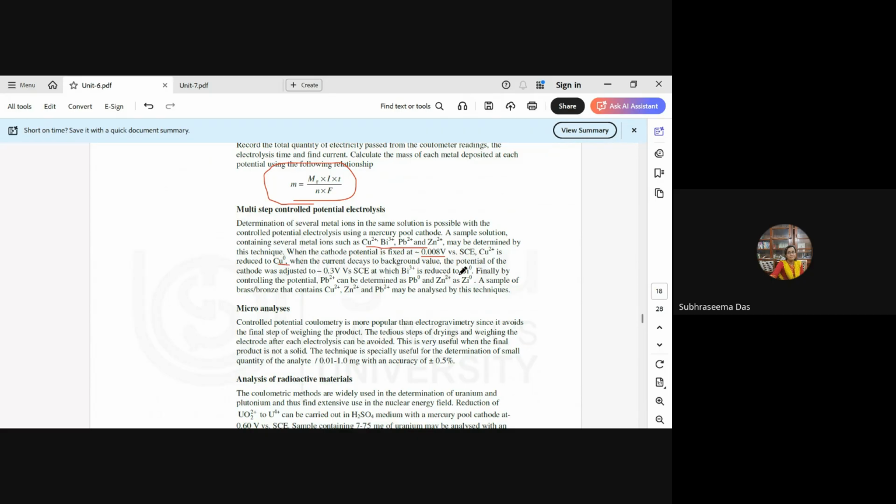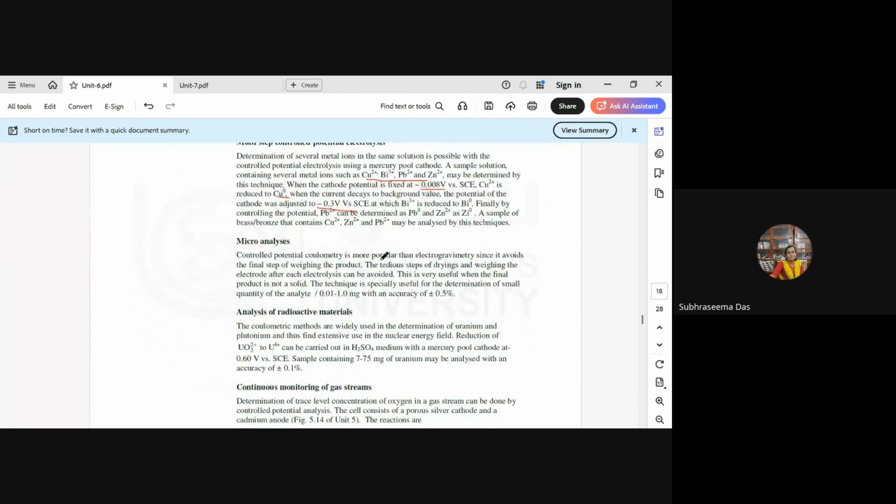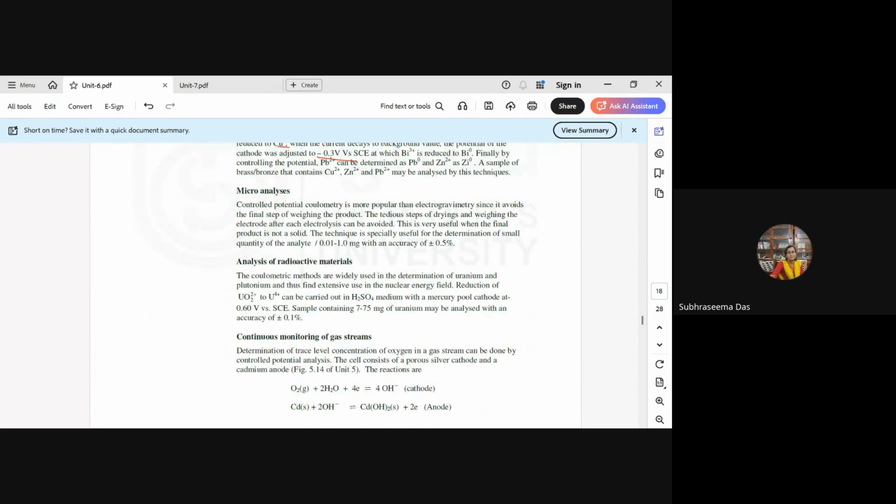So when the current decays back to background, then the potential of the cathode is adjusted to minus 0.3 volt. At this minus 0.3 volt, bismuth 3+ becomes bismuth 0. Then lead 2+ and zinc 2+ can also be determined by their respective potentials. So with the help of this coulometry, multiple ions can be detected and their mass can be known by using this formula.